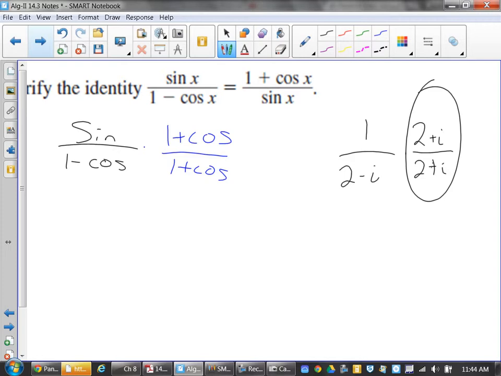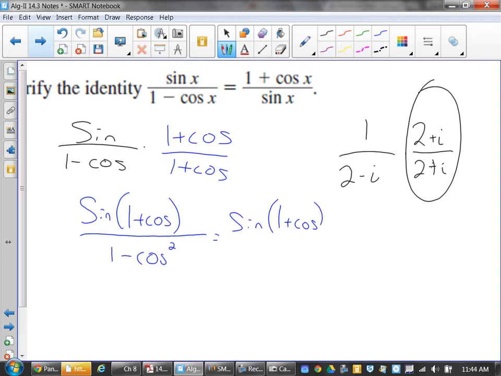Your denominator then becomes 1 minus cosine squared. The reason is, if I FOIL that out, I get 1 plus cosine minus cosine minus cosine squared. I'm creating that difference of squares. That's what we did with conjugates. Conjugates create a difference of squares. And then you can switch that to sine squared. The numerator is still sine times 1 plus cosine. You okay with that? 1 minus cosine squared is sine squared.